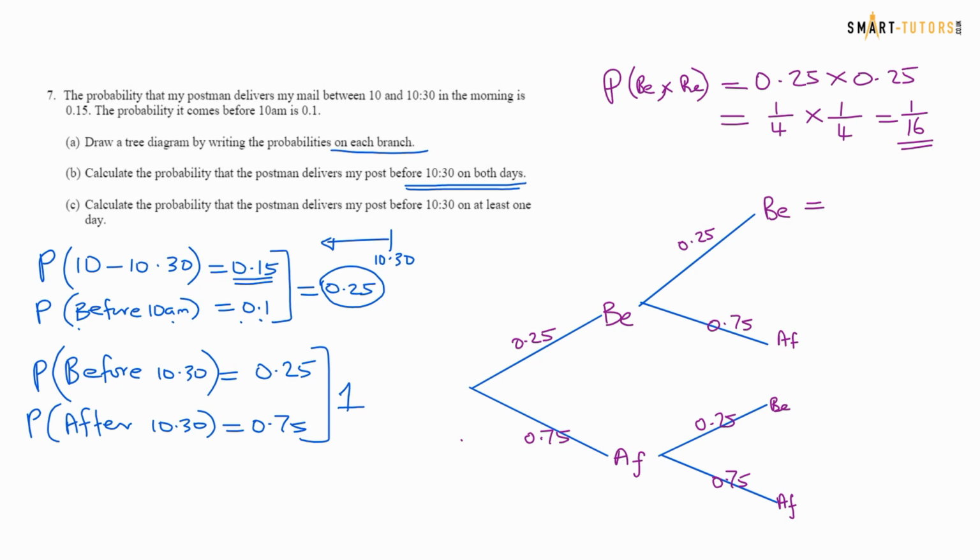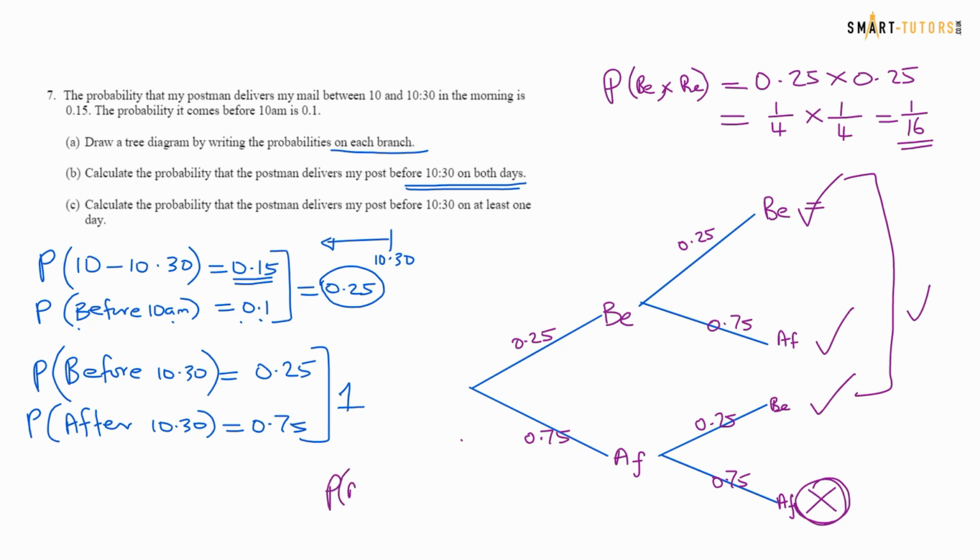Next question, calculate the probability that the postman delivers my post before 10:30 on at least one of the days. Before 10:30, at least one of the days. So before, before will come. Before, after also will come. After, before also will come because at least one of the days. After, after, both are after won't come. So at least, so all three things are going to come. So find out what is the answer for this and take away from 1.